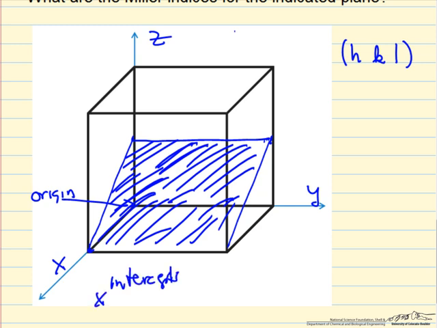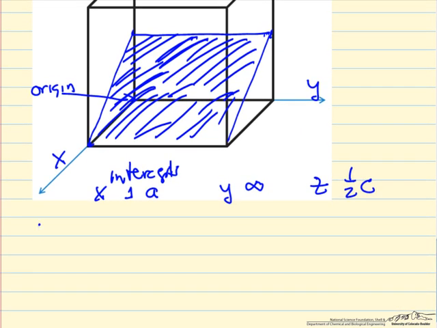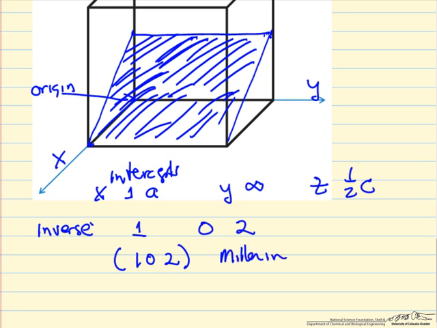The x direction, it would be 1 times a. The y direction intercept, well, it doesn't intercept the y, so that's infinity. And the z-intercept is halfway up, so 1/2 of c. And what we're interested in, of course, is the inverse for Miller indices. So 1 over 1 is 1. 1 over infinity is 0. 1 over 1/2 is 2. So (102), these are the Miller indices for the plane in the figure.